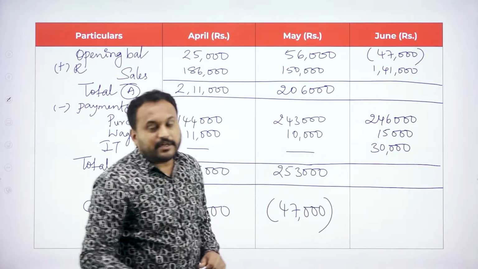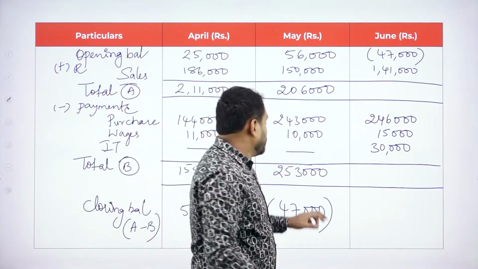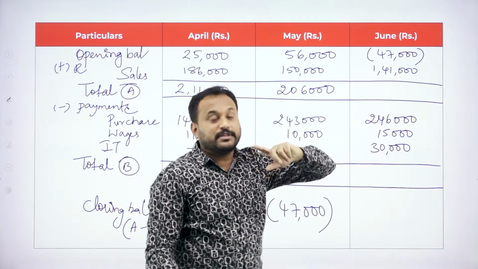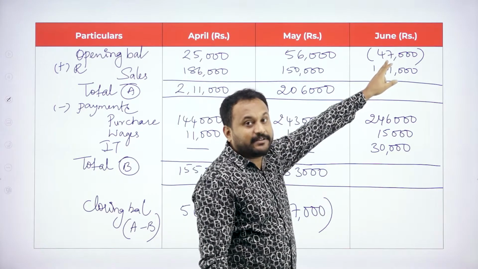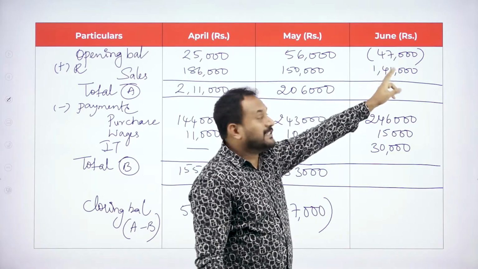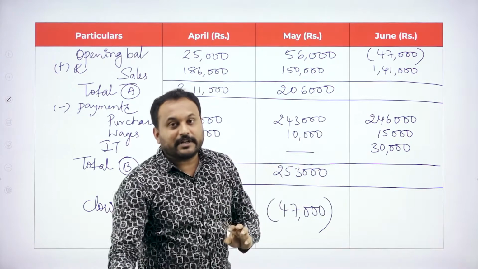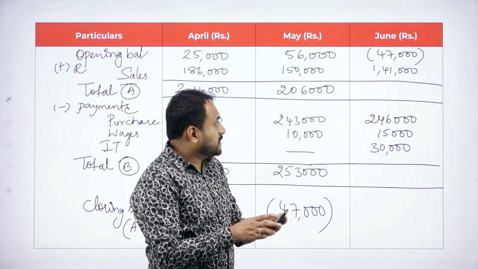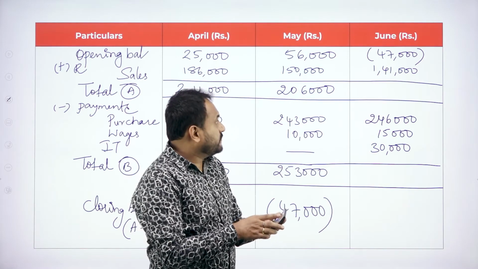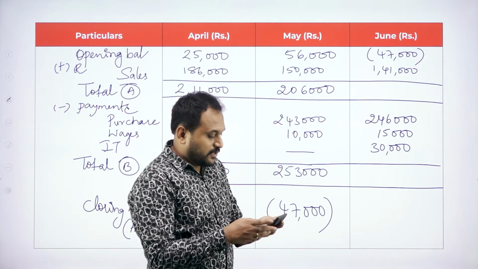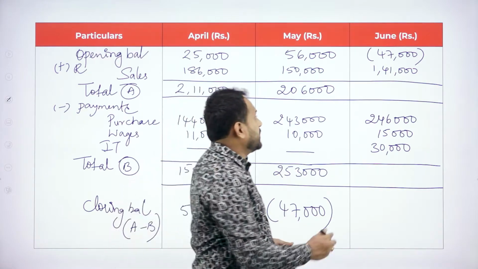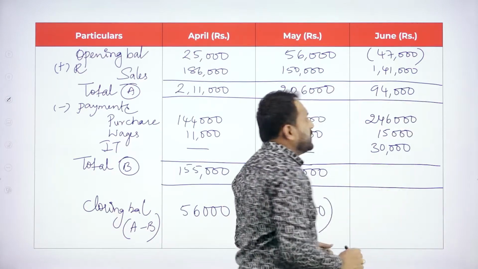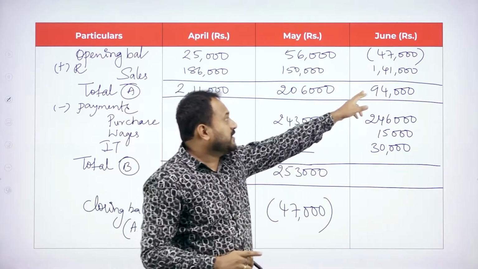So when you do this here, many of you will commit a mistake. You will just write 47,000. You will add with 1,41,000. No, you're not supposed to do that. Here this is a negative. Now minus 47,000 plus 1,41,000. That is what you are supposed to do. So here 141 minus 47,000. So we got positive, that is here 94,000. Please do remember this point here.